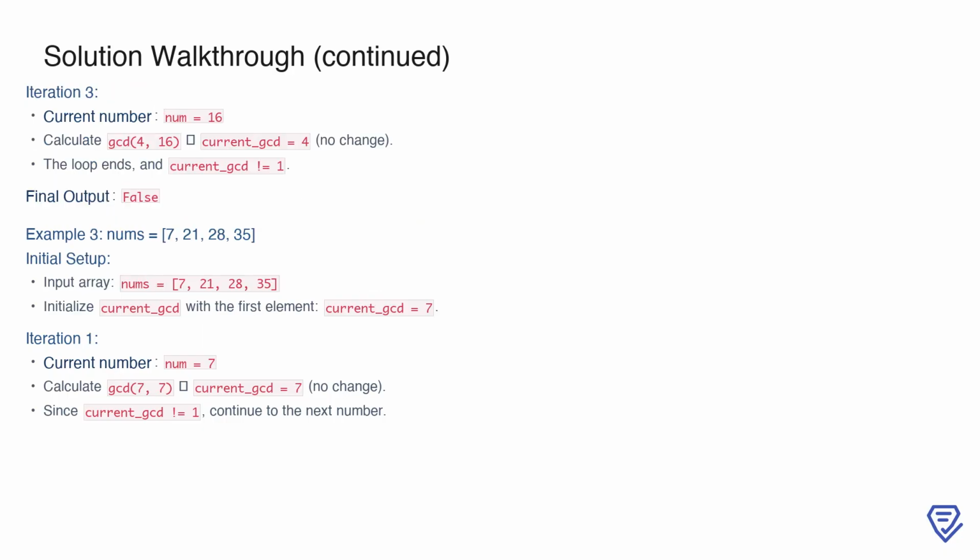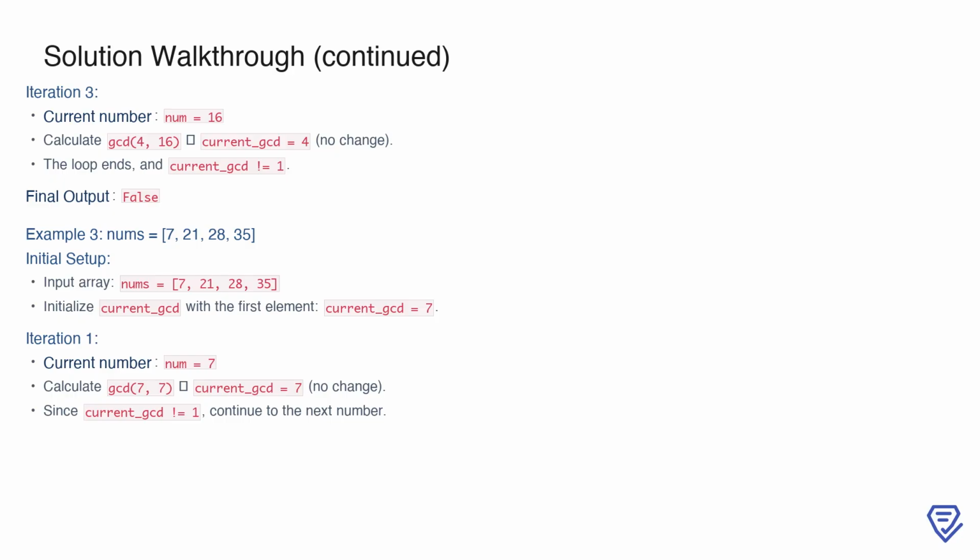In the third and final iteration for this example, the current number is 16. Calculating the GCD of 4 and 16 results in a current_GCD of 4, which again remains unchanged. At this point, the loop ends, and since the GCD never reached 1, the function returns false.